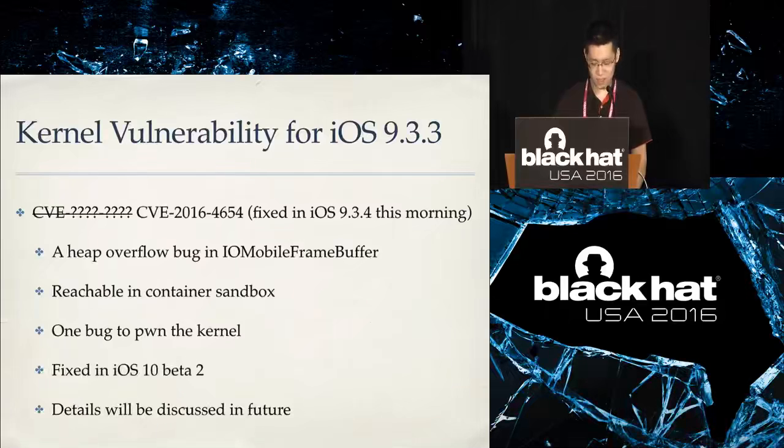The reason we released the jailbreak for iOS 9.3.3 is mostly because this bug was fixed in iOS 10 beta 2. That's interesting. It means Apple's internal security team already knew the bug and fixed it in iOS 10, but they didn't fix this very serious bug in 9.3.3. I don't know why, but we pushed them to do that, I think, and that makes the devices safer. Because of the time of this talk, we will not go into the details and exploitation of this bug. We will leave this for a future conference.